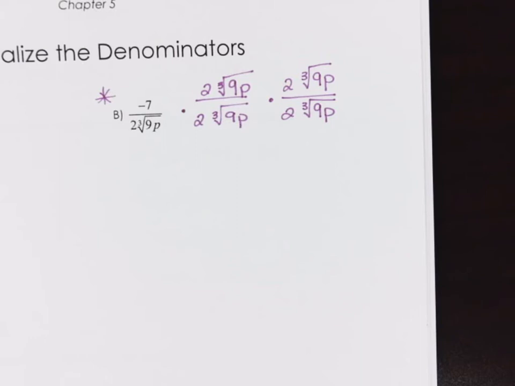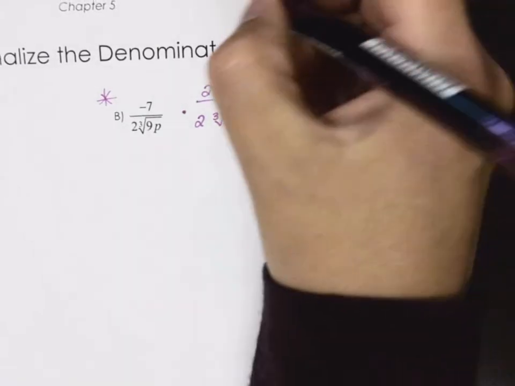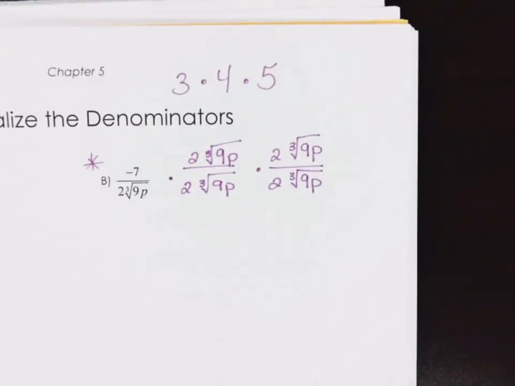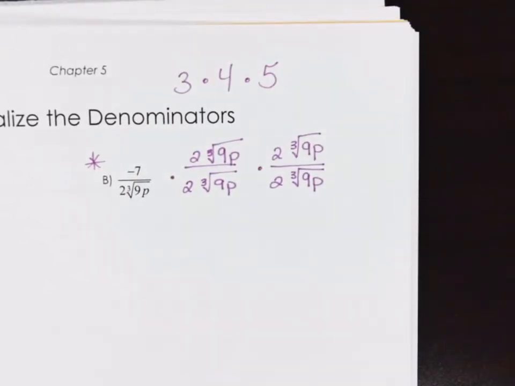Okay, so let's do this. When you guys are multiplying 3 numbers, how do you deal with it? How do you deal with multiplying 3, 4, 5 together?